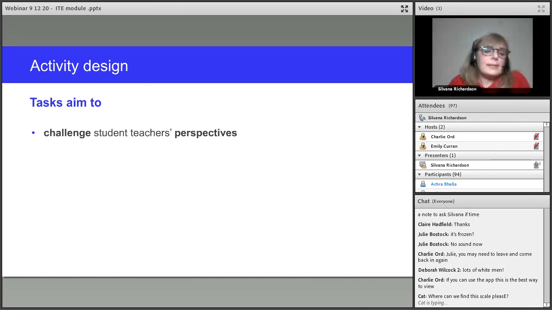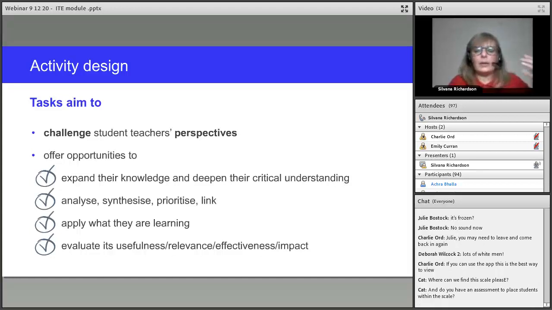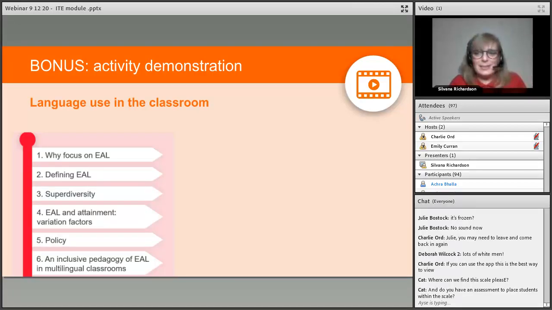Finally, tasks. What kind of activities do we have? Well, we want to challenge student teachers' perspectives, and that's what we aimed to do through the activities, but also to offer opportunities to expand their knowledge, to deepen their critical thinking and understanding, to do things like analyze and synthesize and prioritize and link practice with theory and the content they're looking at with their context, etc., to apply and implement what they're learning and to evaluate usefulness, relevance, effectiveness, impact, etc. That's our purpose.